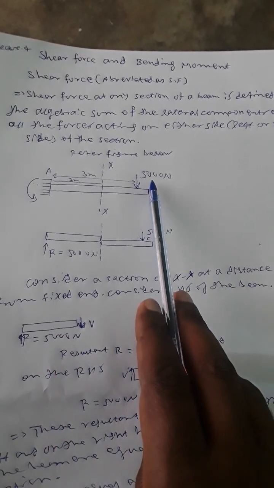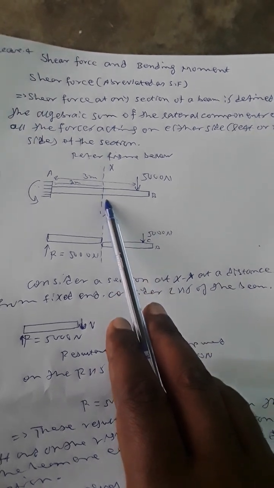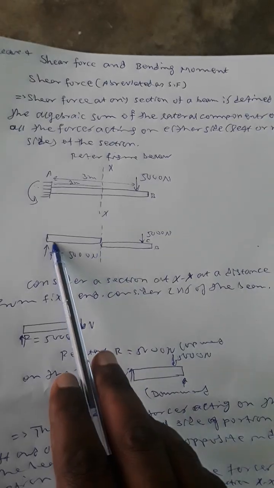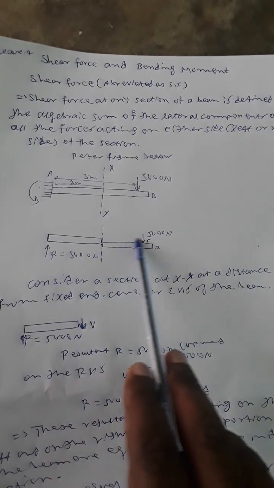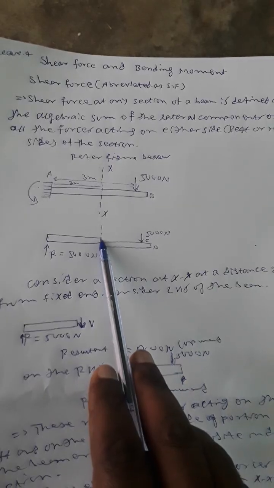This is a 5000 Newton force. Section XX. Cut it at this point. This is the reaction force. This is the applied force. Shear force acts at this point.